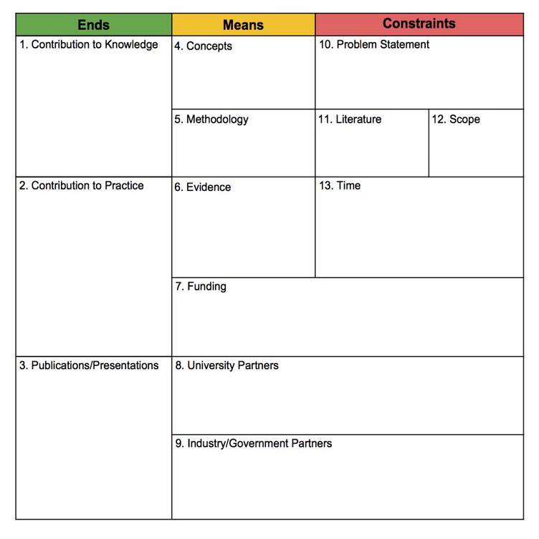The means. How research will be conducted. The means section outlines the tools and resources needed to achieve the research goals. This includes concepts, the underlying philosophical framework guiding the research, e.g., a specific theory or paradigm. Methodology, the systematic approach used to collect and analyze data. Evidence, the data that supports or challenges the research hypothesis. Funding and partnerships, the financial and collaborative resources enabling the project.